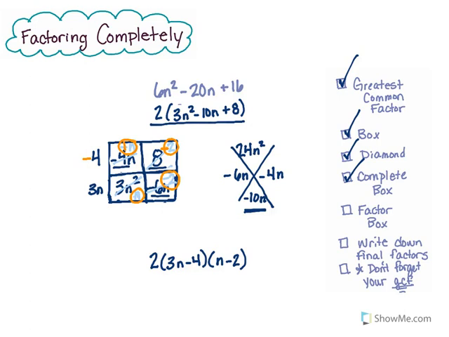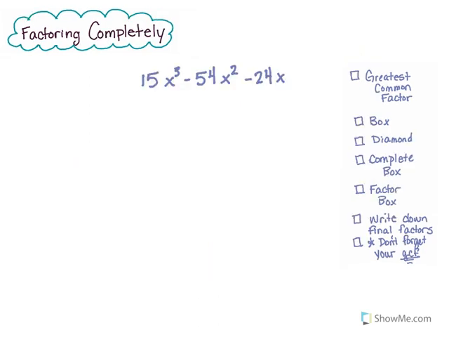That fixes my problem. So then I am left with exactly what I had before, which is n and negative 2. And then I just wrote down my factors. So we finished our factoring box, wrote down our final factors. Make sure you don't forget your 2 from the very beginning. And that was your greatest common factor. So that is that whole problem.